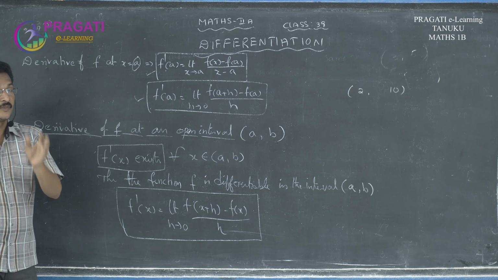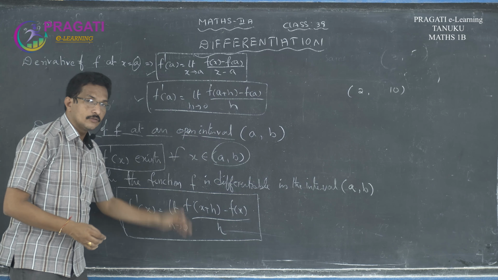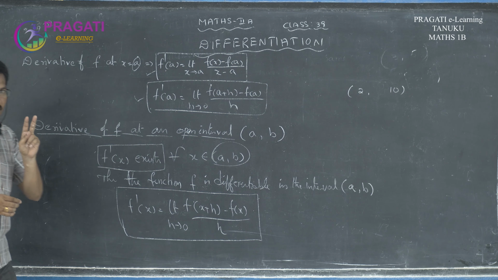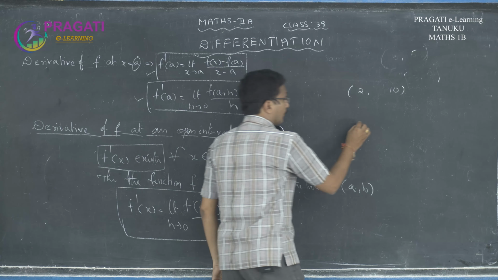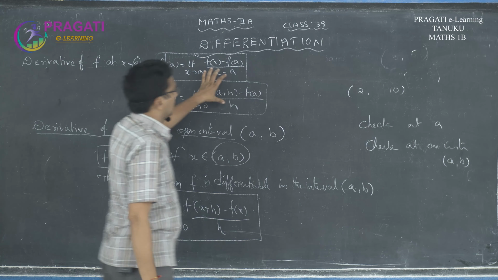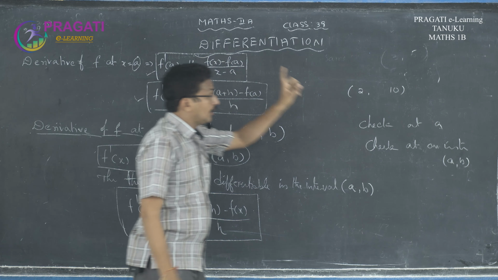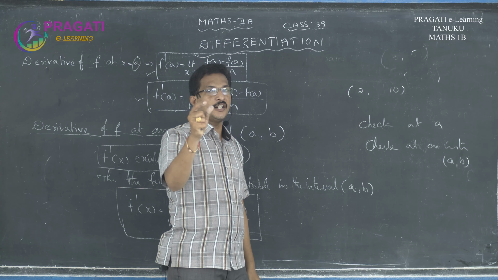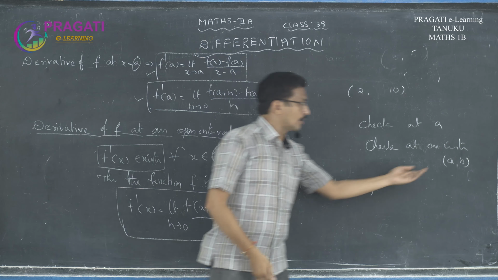In the interval (a, b), replacing it with every value, if it exists, then the function is differentiable in the interval. Here there are two concepts. One is check at a, the other is check in an open interval (a, b). Check at a means we use the formula. Check in the open interval (a, b) means checking every point in the interval. There are so many points.